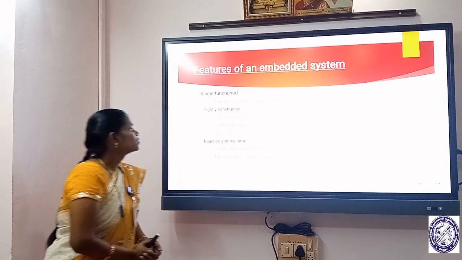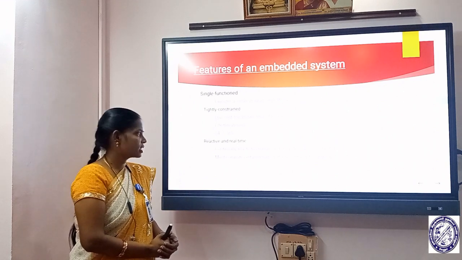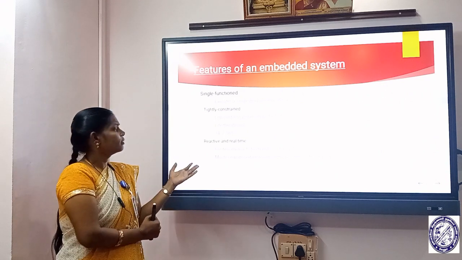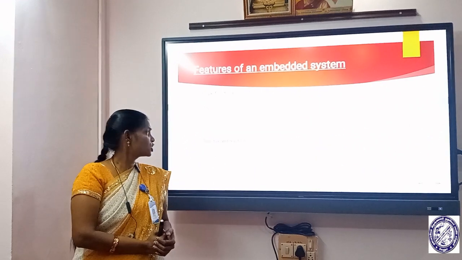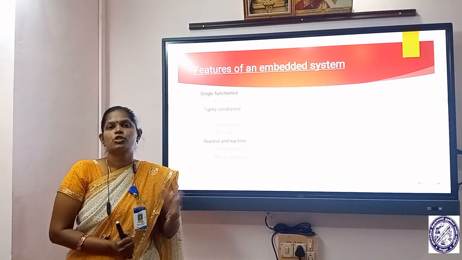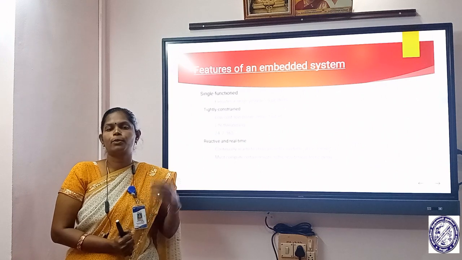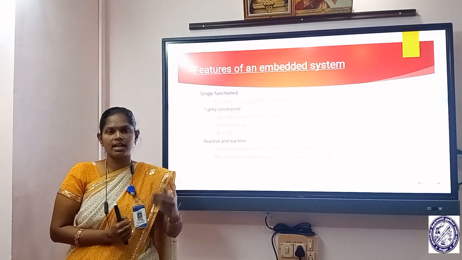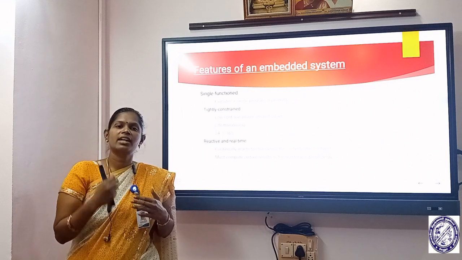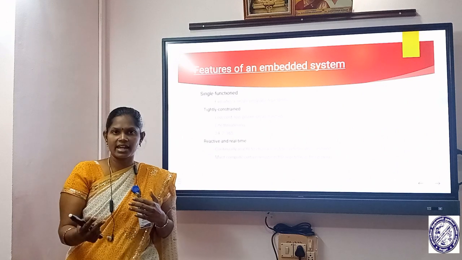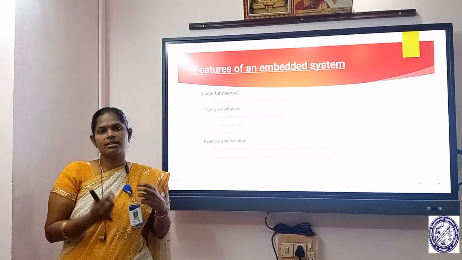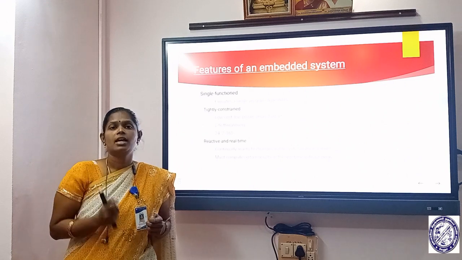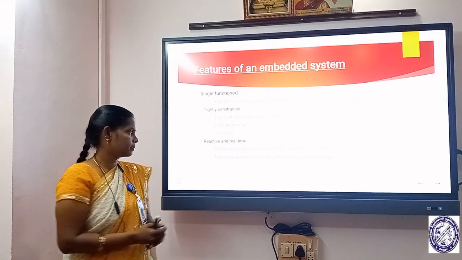Reactive and real time. It continually reacts to changes in the system's environment and must compute certain results in real time without delay. A best example for this is our air conditioner. Once we switch on the AC, it produces cool fresh air. Once it reaches a certain level, the sensor automatically cuts it off, and whenever the temperature increases, it produces fresh air again. So the sensor, embedded in the air conditioner, is an embedded device.